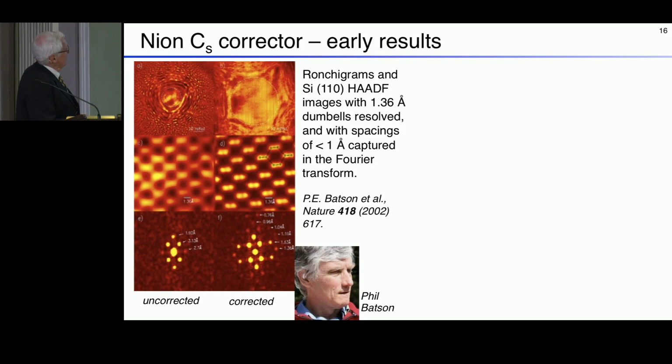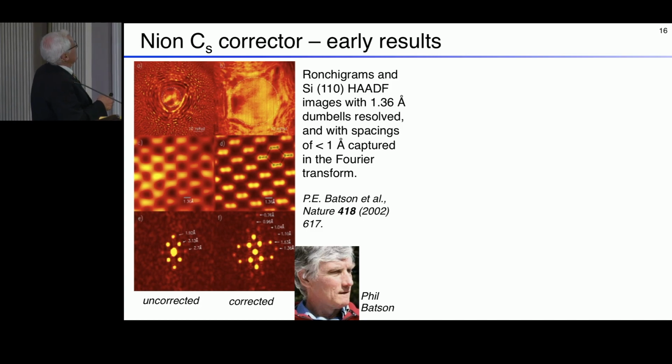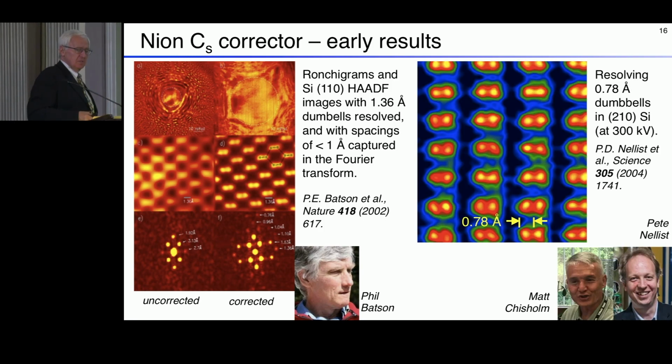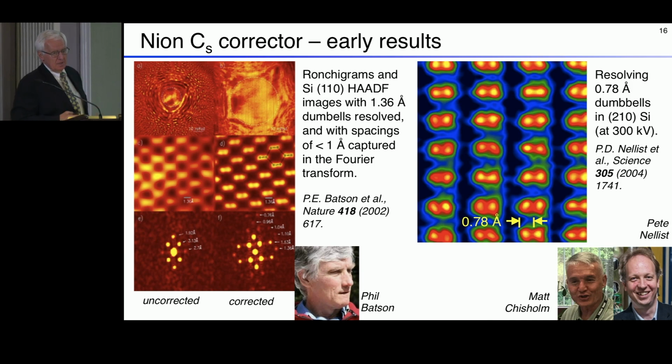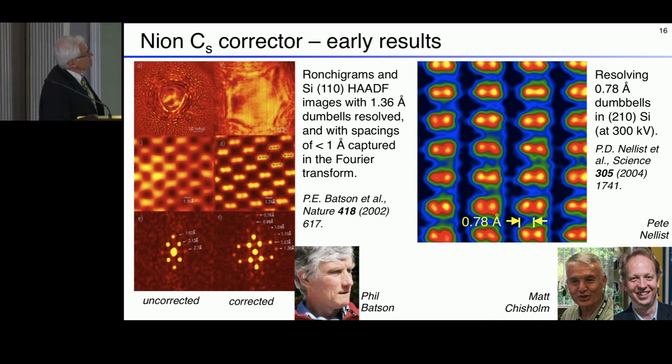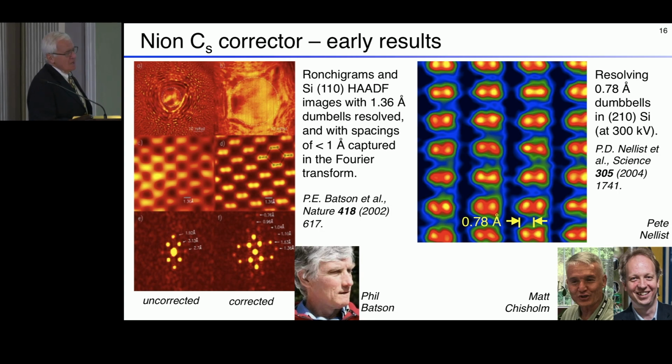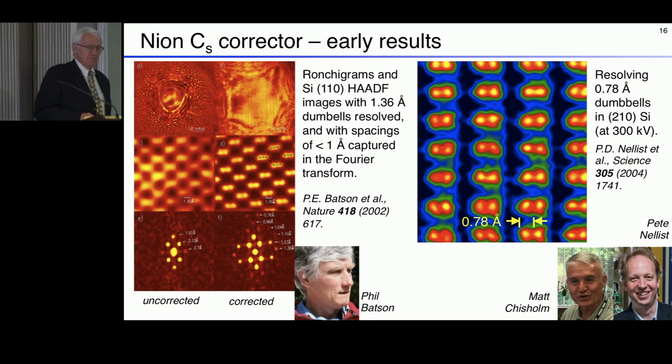At 100 kV, working with Phil Batson, going from uncorrected microscopy to corrected, the double column of silicon that I showed you in the ptychography result, not resolvable without correction, becomes nicely resolved. At 300 kV, you can look at silicon in a different orientation where double columns are now just 0.78 angstroms apart. And this is an unprocessed image other than colored. It came out in 2004, image actually taken in 2003, the first sub-angstrom resolution image obtained with an electron microscope. So I think this image, more than anything else, opened people's eyes.